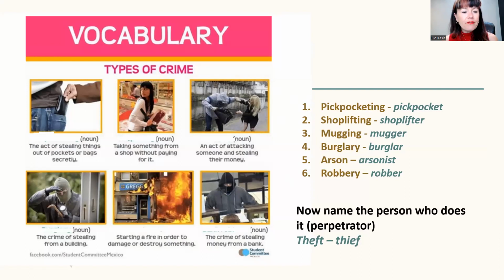Okay, the next one is number 4. The crime of stealing from a building is a burglary, and a person who does it is a burglar. Starting a fire is called arson. That's the proper name for it, arson, and the person is an arsonist. And finally, the crime of stealing money from a bank is a robbery, and the person is called a robber. So one more time: pickpocketing, pickpocket, shoplifting, shoplifter, mugging, mugger, burglary, burglar, arson, arsonist, robbery, robber.